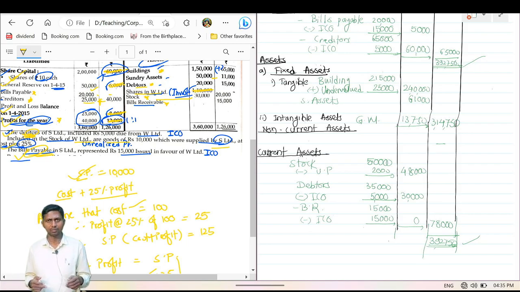Do more practice of calculating unrealized profit, deduct that from consolidated profit and loss, as well as deduct that from the stock. You will get consolidated stock, you will get the final figures, and then just take the total of the liability side as well as the asset side. My dear students, you will get a tallied balance sheet.